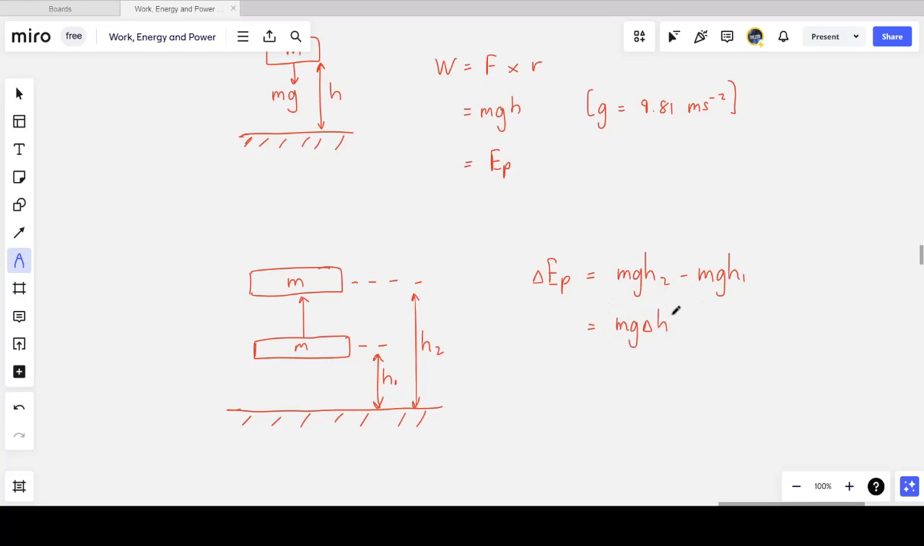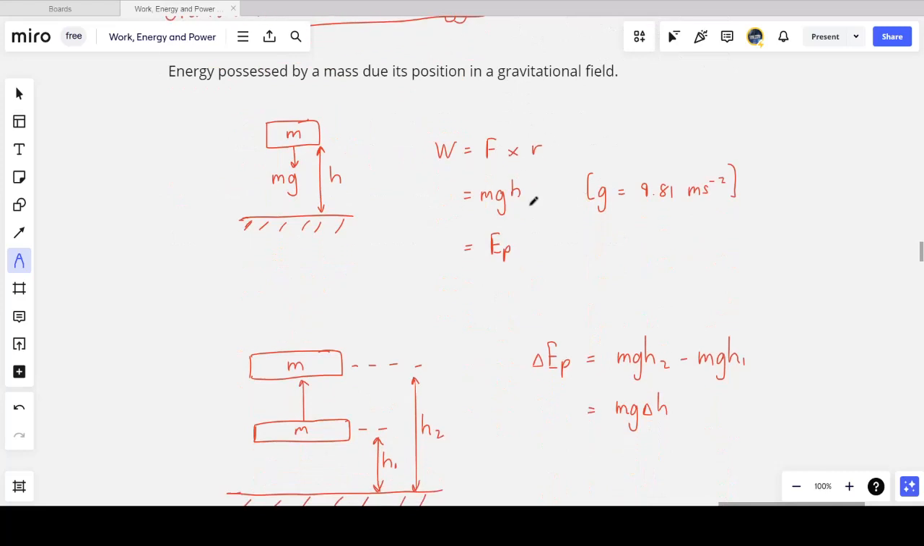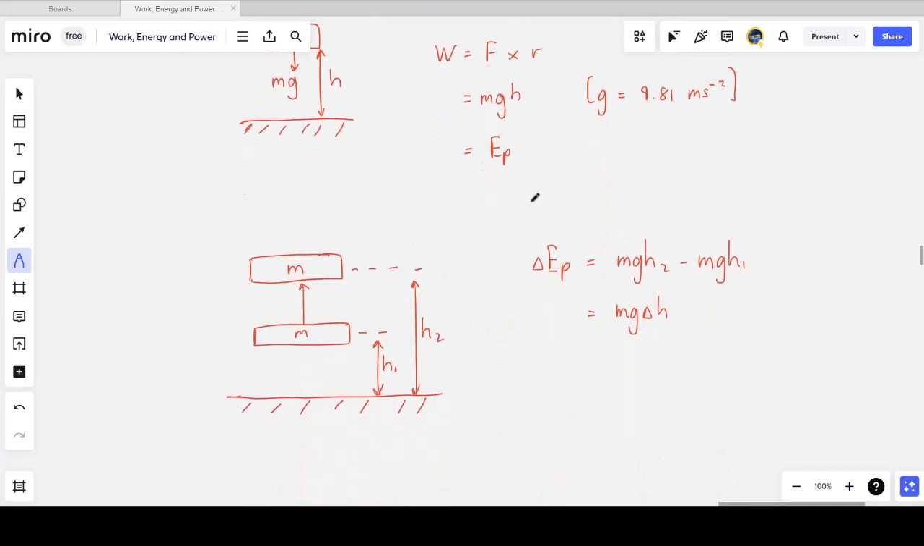So the change in gravitational potential energy is the increase in gravitational potential energy as the object increases in height. If the object falls and gets closer to the Earth's surface, it is losing gravitational potential energy. So gravitational potential energy is the energy that a mass has due to its position in the gravitational field. The greater the value of h, the greater the gravitational potential energy. As the object moves towards the Earth, that gravitational potential energy is lost, but is converted to kinetic energy, which is why if you fall from a greater height, you have a greater final velocity, because you have more initial gravitational potential energy to convert to kinetic.